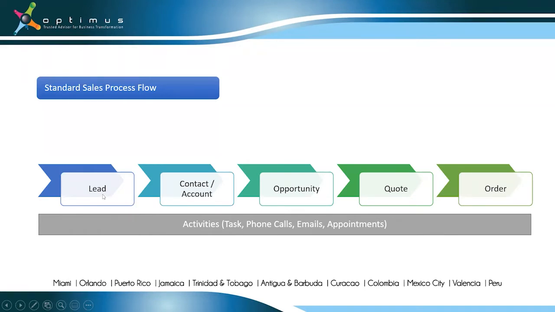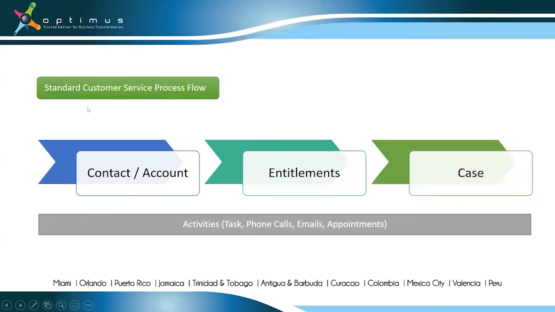Basically, if you are qualifying the lead, you could pass to the contact and then to the opportunity, and you could create activities in each of these parts. This is the sales process by default. Of course, there are some companies that customize that process. There are some companies that decide not to use opportunities, or try to use another entity here. But by default, this is the standard process. The standard customer service process is quite simpler.